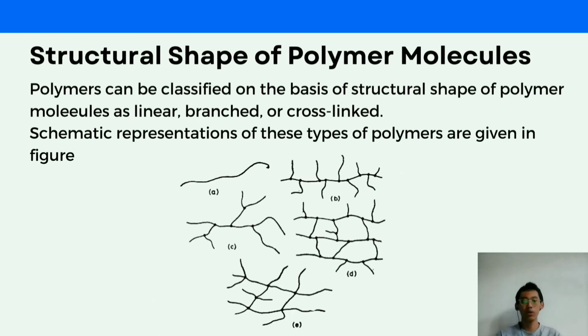Structural shape of polymer molecules. Polymers can be classified on the basis of structural shape of polymer molecules as linear, branched, or cross-linked. Schematic representations of these types of polymers are given in the figure. Linear is A, branched is B and C, and cross-linked is D and E. The branch points and junction points are indicated by heavy dots.